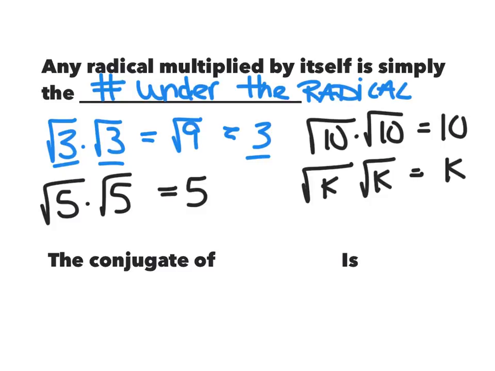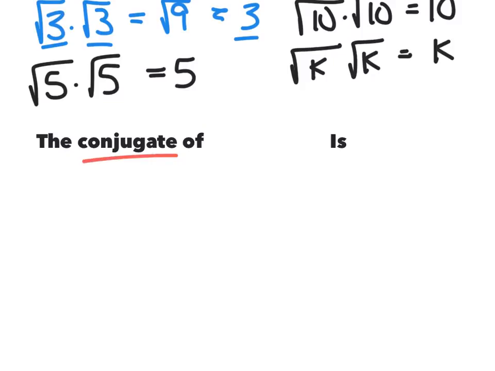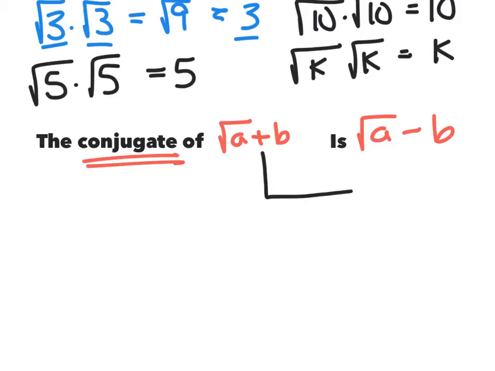The next big term is the conjugate. Now we've heard this before, but we're going to deal with a lot of it in radicals. So let's say the conjugate of radical a plus b is radical a minus b. So if you haven't caught on to the word conjugate that we've used, like I said, a few times this year, let's be very clear. The only thing that's changing is the sign in the middle.